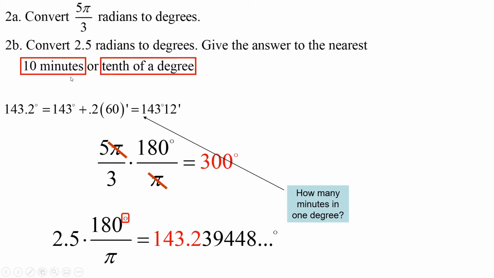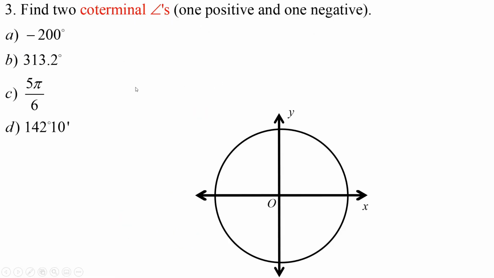But notice they said to the nearest 10 minutes, so we better round this appropriately. So that is approximately 143 degrees, and then 12 minutes rounded to the nearest 10 minutes would be 10 minutes. That's interesting how they asked us to round that to the nearest 10 minutes. Anyway, if I were taking this test, I would have written 143.2 degrees, and I would have moved on to number 3.